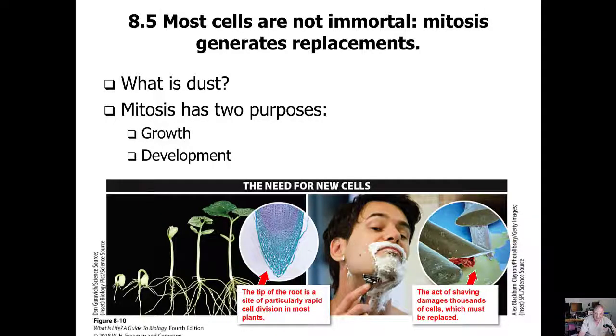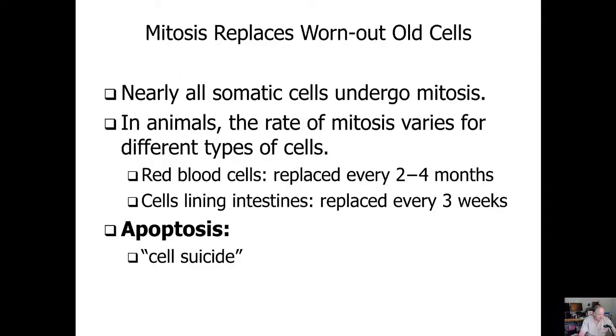Mitosis generates replacement. There are two purposes for mitosis: growth and development. And we know that we have cells that go through various stages. Some cells, as you clean out the intake fan of your computer that you're probably using right now, a lot of that, believe it or not, are dead cells that you see, in addition to the hair and junk that's around. A lot of that's just human cells.